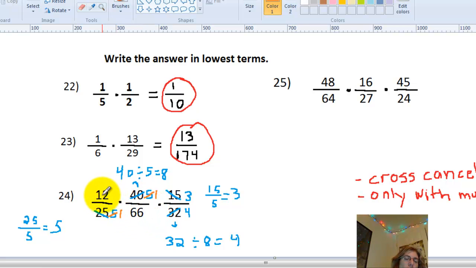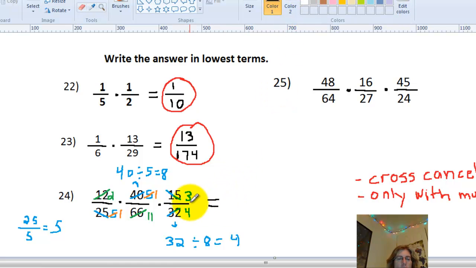I see that 6 goes into 12 and 6 goes into 66. So let's reduce that, using a different color. So 6 into 12 is 2. 6 into 66 is 11. So now we have this 2, 1, and 3, 1, 11, and 4. That makes things much easier. Let's do our equal sign.